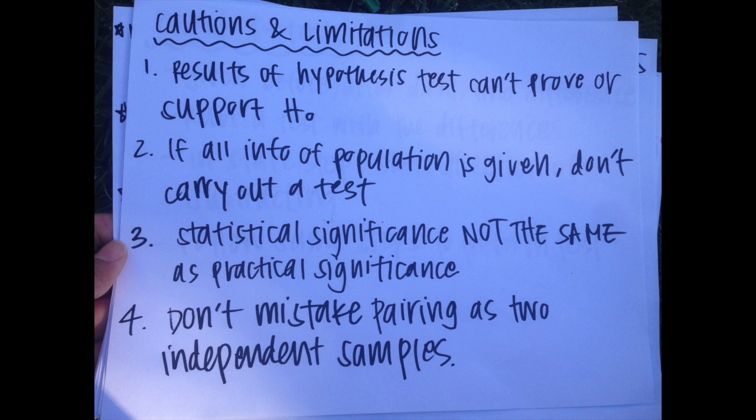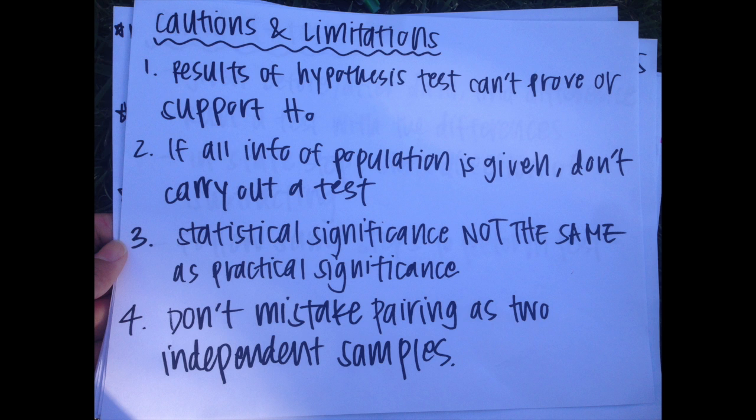Okay, so here are some cautions and limitations. The first one is that after you get results of a hypothesis test, this does not mean that you can right away prove H naught. Based on your results from the test, this shouldn't make you convinced that there is no difference between two population means, or that there isn't a difference between two population means. In this case, we would just fail to reject H naught.